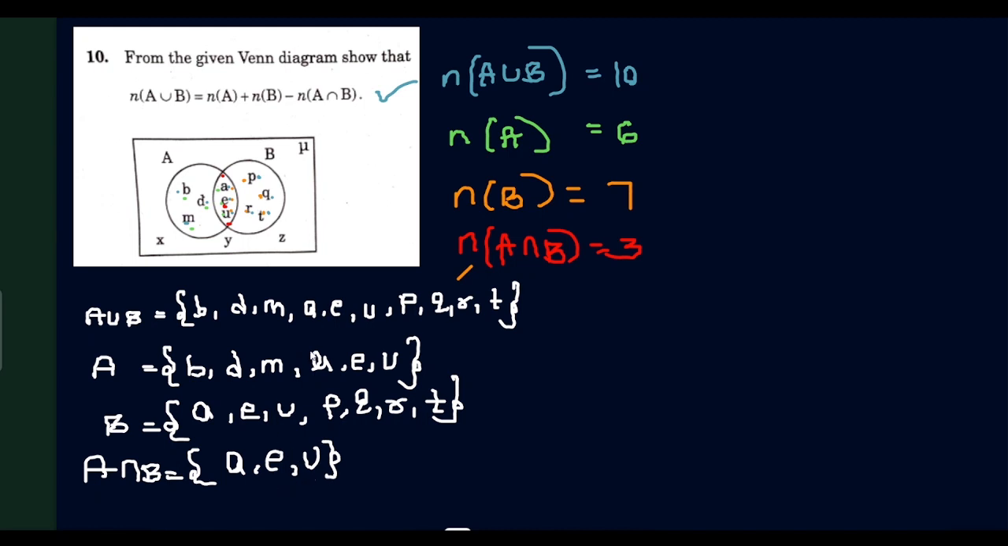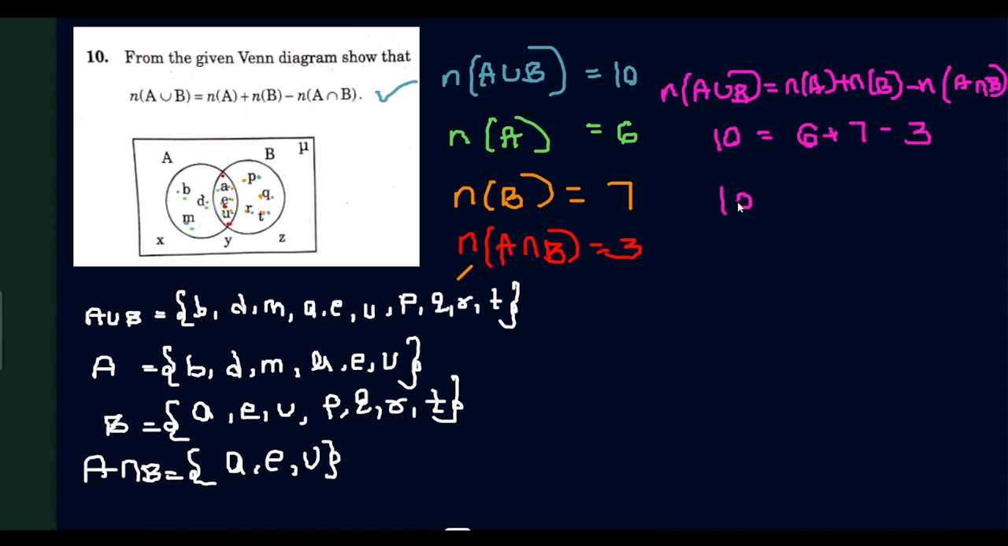Fine. So now let's substitute all these values in this equation. So what is that equation? N of A union B is equal to N of A plus N of B minus N of A intersection B. Fine. So what is N of A union B? It is 10. N of A is 6, N of B is 7 and N of A intersection B is 3.